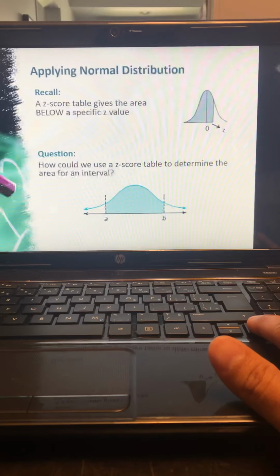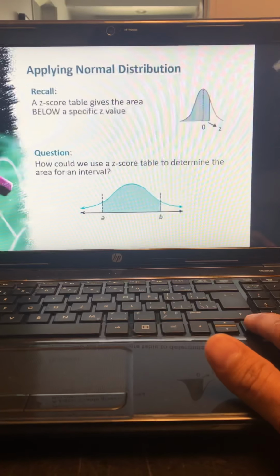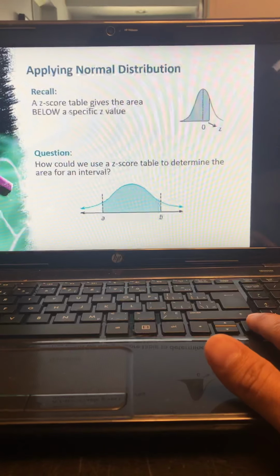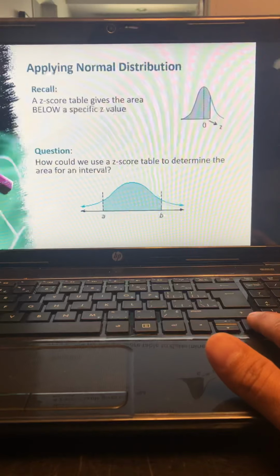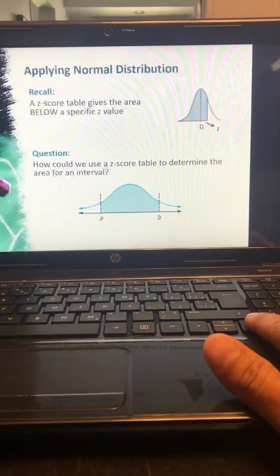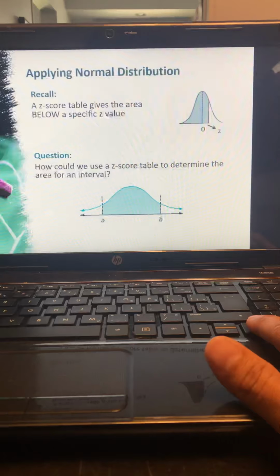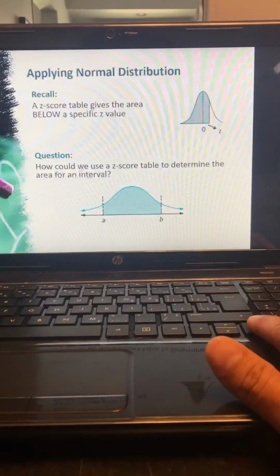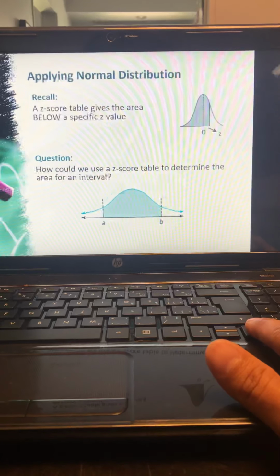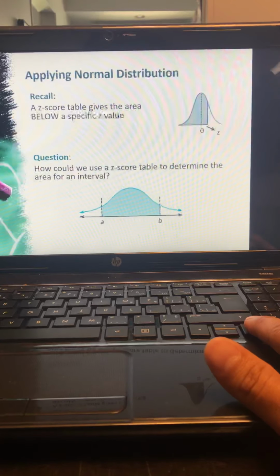How could you use z-score to determine the area for an interval? So what happens when you cut off both sides? Well, if you think about it, the area below B is the z-score value in the table for B. But that would go from B all the way to the end, and you don't want to go all the way to the end. You want to stop at A. So what you need to remove is everything after A.